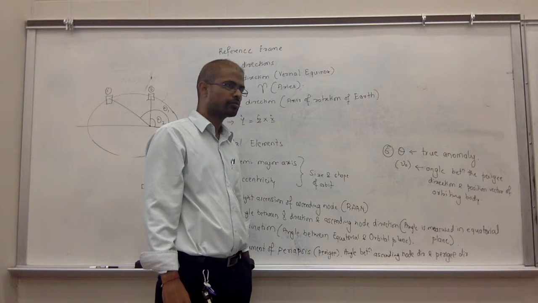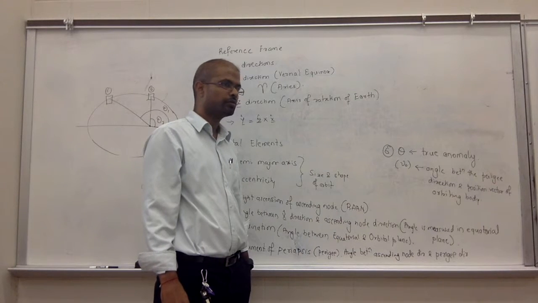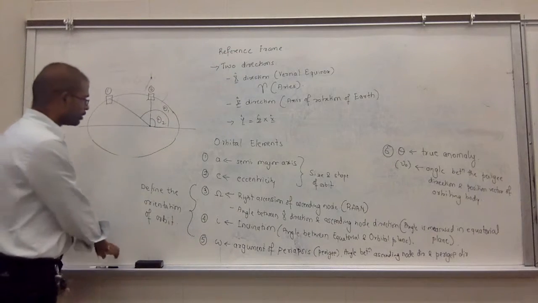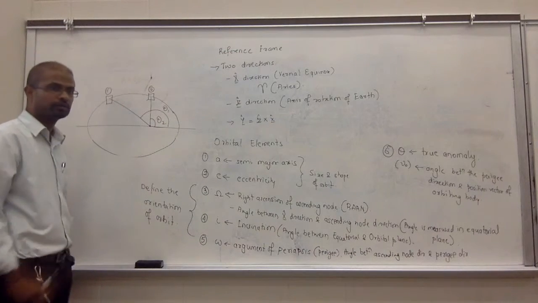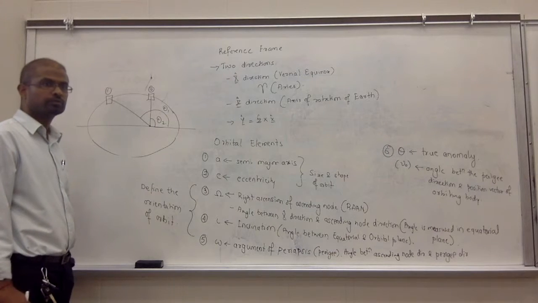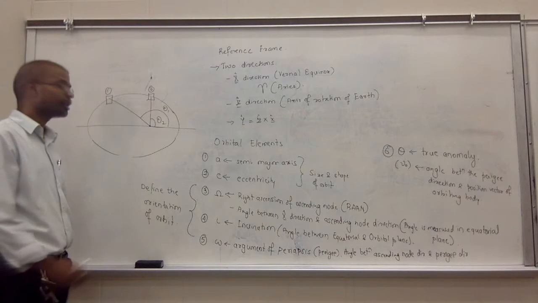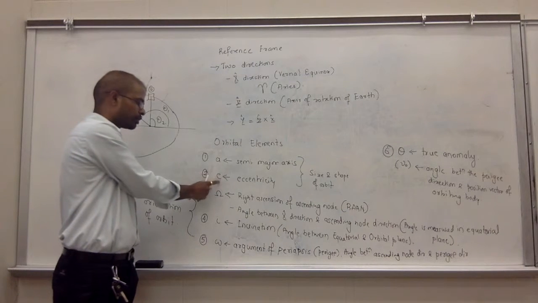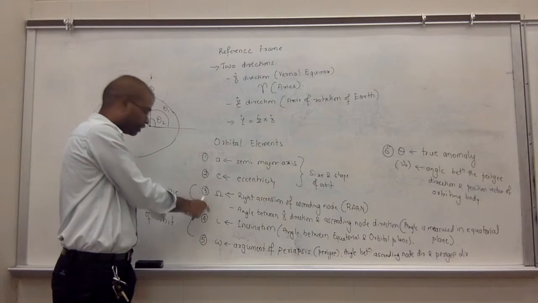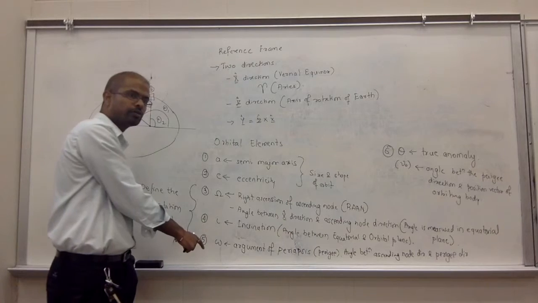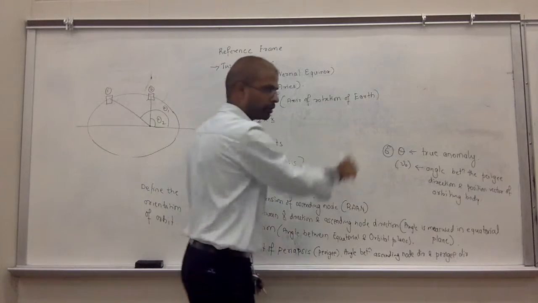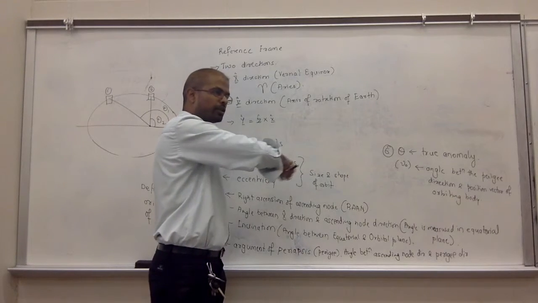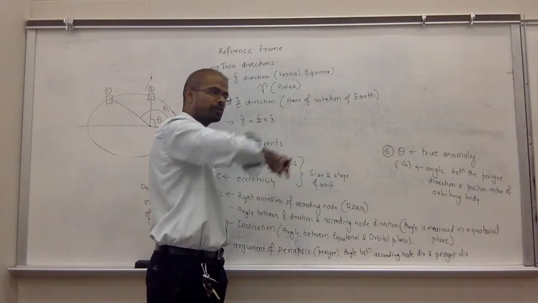The true anomaly is just the position of where they're at in the orbit. It's the position of the orbiting body, but they have the same five elements. The size is the same, the shape is the same, the orientation is the same, but their position is different. So that is the reason they are said to be two different orbits.